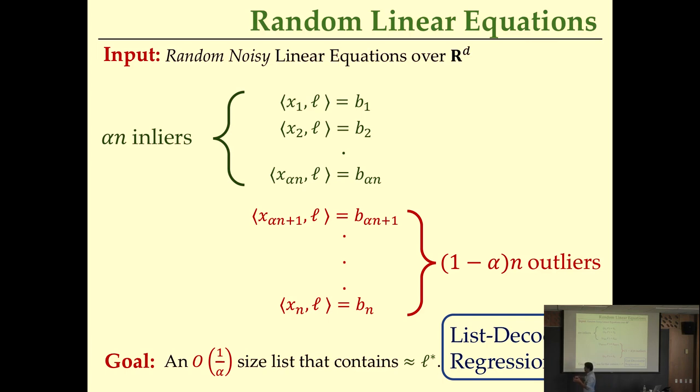What's the object in the list? Oh, the list is a collection of O of 1 over alpha guesses for L star. So it contains vectors in d-dimensional space, points in R^d, and one of them has to be close to L star. Given that that question is asked, let me point out that it's kind of trivial to generate a list of size 2 to the d: if you knew the norm of L star, discretize the sphere and send all the epsilon net points. I'm looking for a list of size which is an absolute constant that does not depend on the dimension at all. As in the case of list decoding codes, this is the non-trivial and interesting setting.